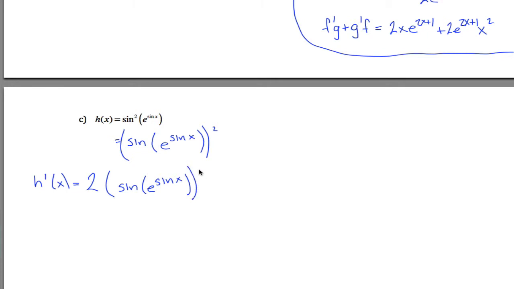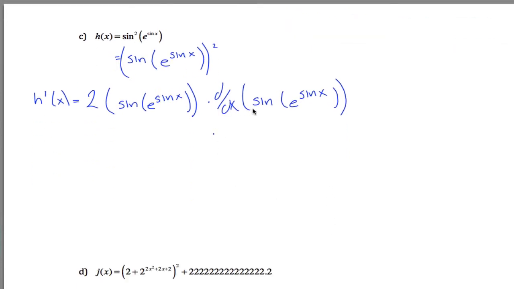Now I have this raised up to the 1 power. You don't have to write the 1 power. But then I'm not done. I still have to multiply that by the derivative of all this inside stuff. All this stuff I haven't taken the derivative of yet: sine of e to the sine of x.